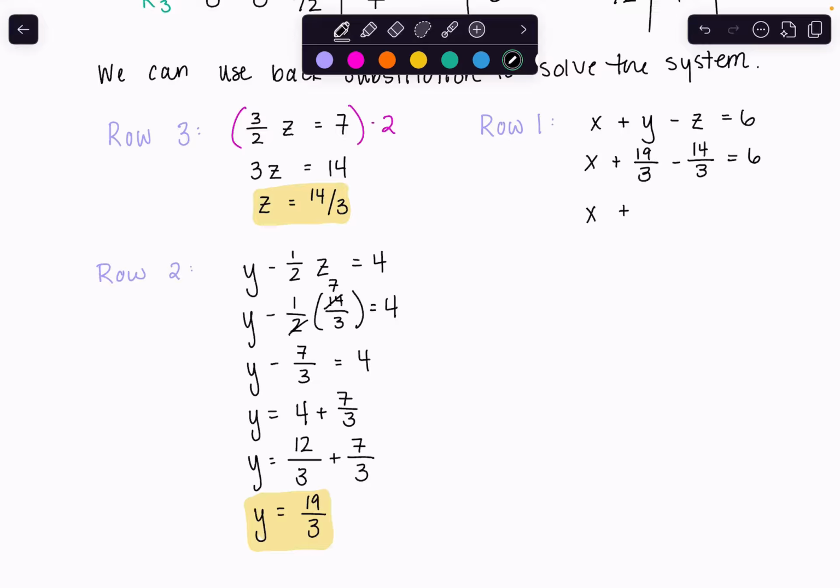And thankfully, those have the same denominator, so 19 over 3 minus 14 over 3 leaves us with 5 over 3. So my x value is 6 minus 5 over 3. And again, I've got to put that with the same denominator, so 6 is the same as 18 over 3 minus 5 over 3. So my x coordinate is 13 over 3.